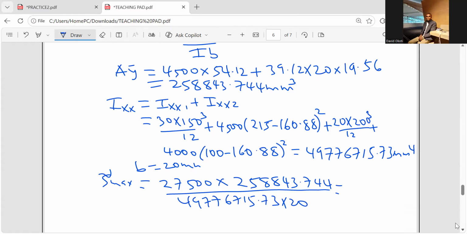258843.73, sorry, 744 divided by 49,77,67,15.73 times 20. So this will give us 7.15, but now Newton per millimeter square. That will be the maximum value of shear stress occurring at the neutral point.